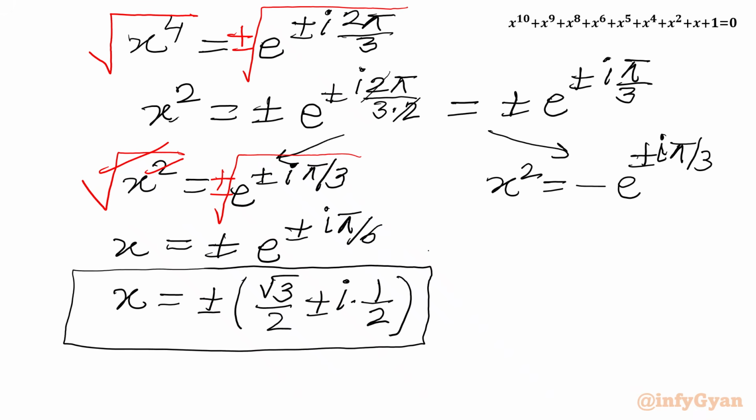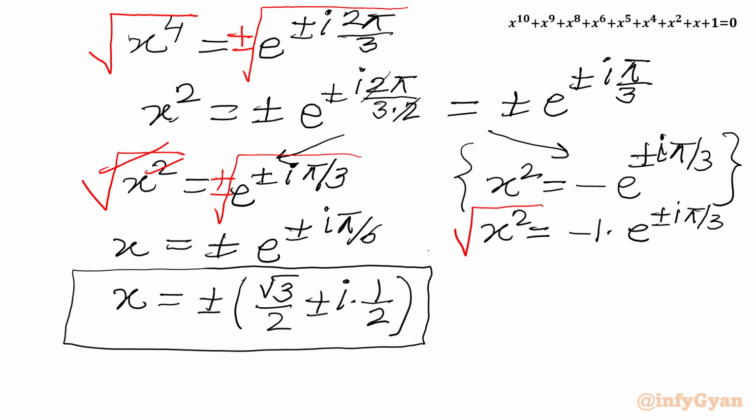Now we will find the remaining 4 solutions from this equation. Now I can write x square equal to minus 1 times e raised to the power plus minus i pi over 3. We'll take the square root on both sides. So we will put a square root on the LHS and the square root on the RHS. So we need to put plus and minus sign over here. We will cancel the square root with the square, and we will write the equation x equal to plus minus.